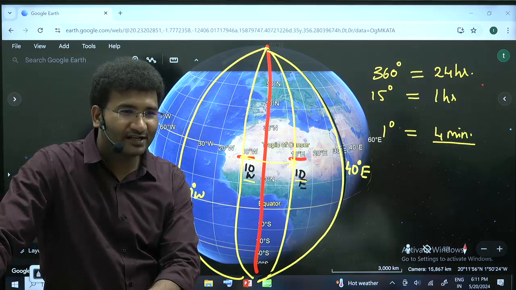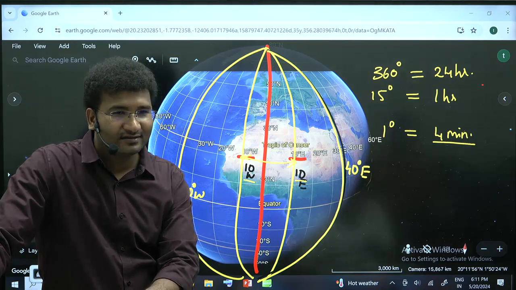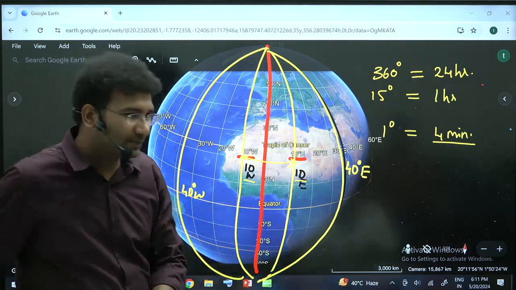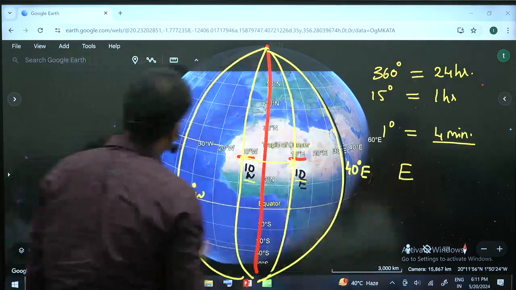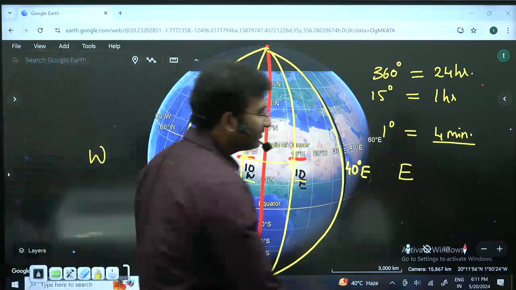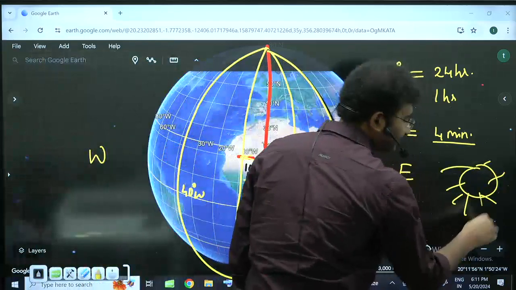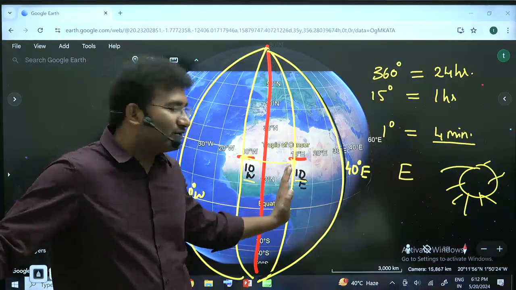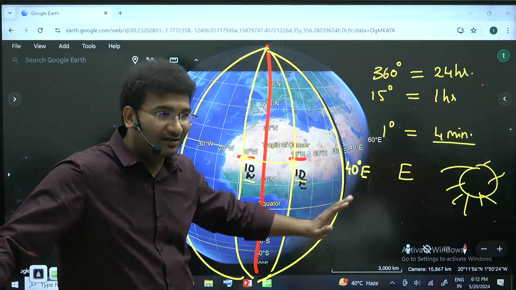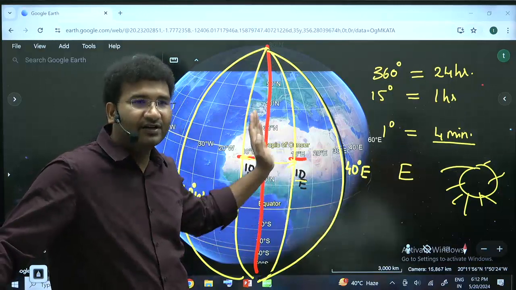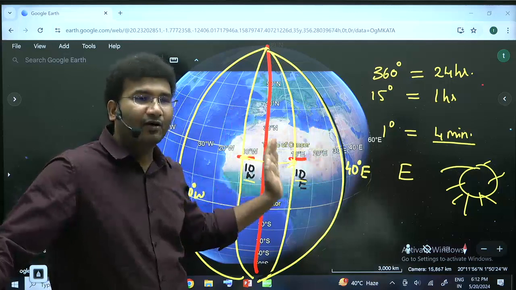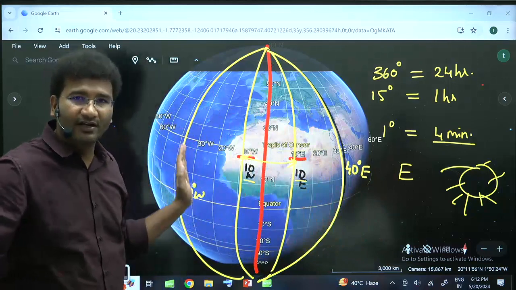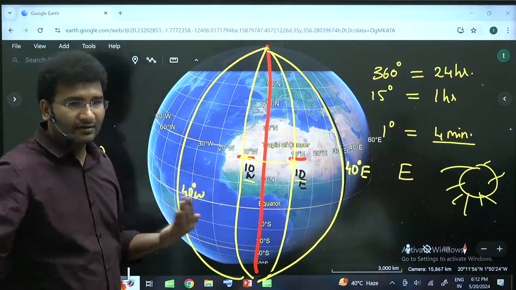I told you longitudes help us in calculating the time, right? So what is the time difference between these two longitudes? If suppose this is east, this is west, right? Sun is here. Sun always rises in the east. हाँ, east जो है, it is always ahead. Those places which are east of Greenwich meridian, east of prime meridian, they are always ahead in time. ठीक है. Those places which are west of prime meridian, they are behind, right?